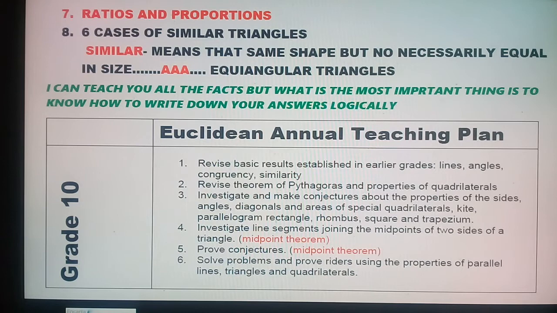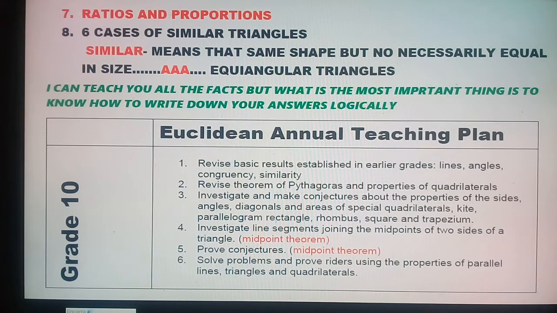Okay, in grade 10, you have to know the theorems on lines. You have to know angles. You have to know congruent. You have to know similarity, what is the meaning of congruent and what is the meaning of similar. Number 1 in grade 10. Number 2, revise theorem on Pythagoras and properties of quadrilateral. You have to know Pythagoras theorem and properties of quadrilaterals.